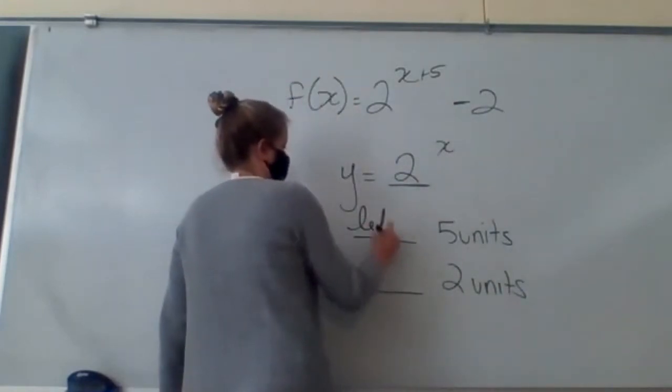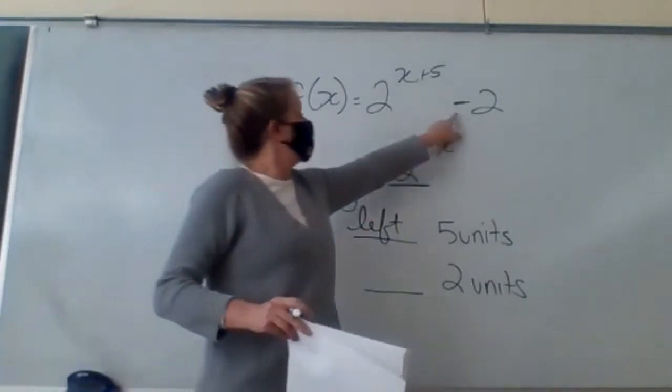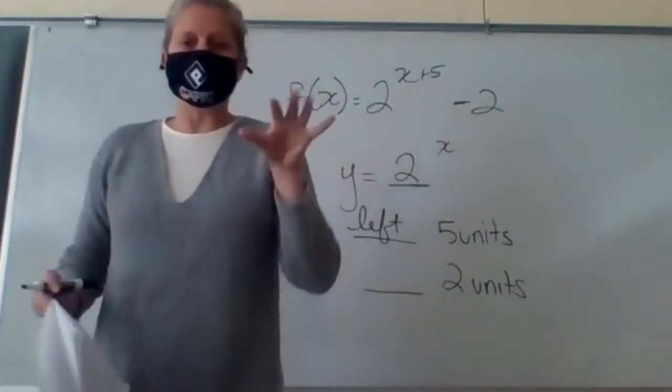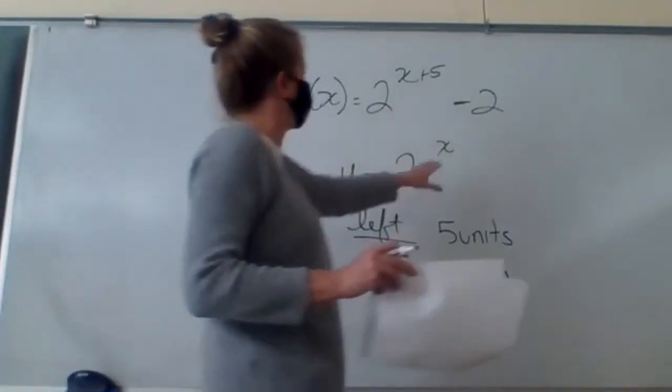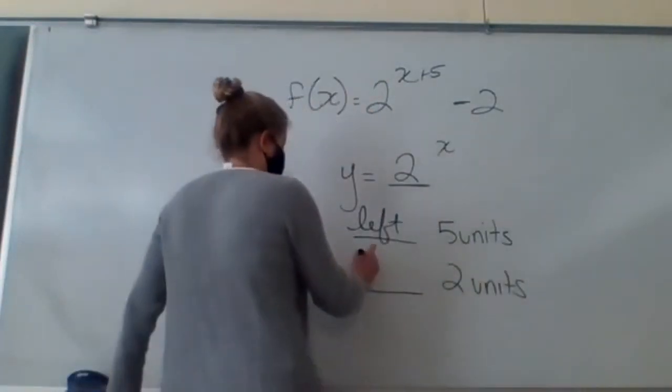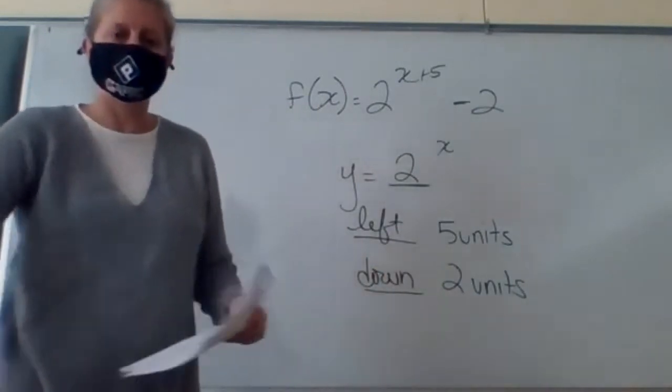So here's what's shifting at 5 units, and just like the last one, it's plus 5. So I'm going to shift it to the left. This right here is an outside number. And remember, outside numbers shift you up and down, and you go with the sign. So that -2 is going to shift you down 2.